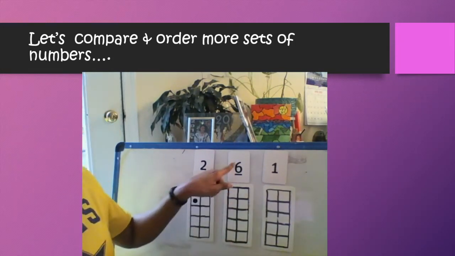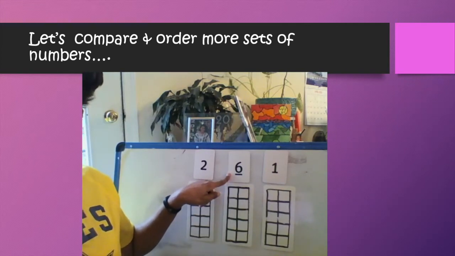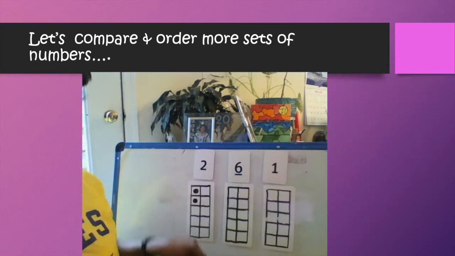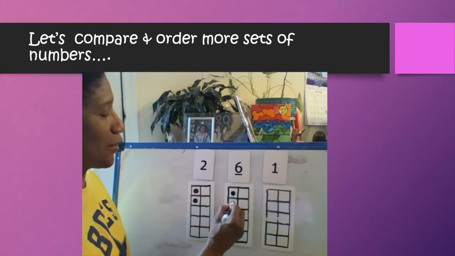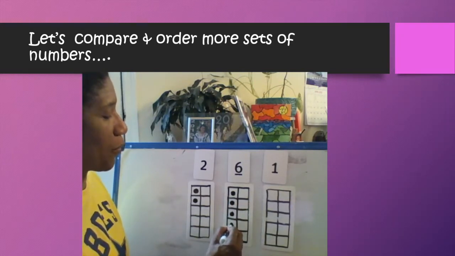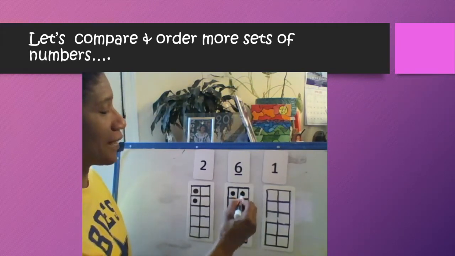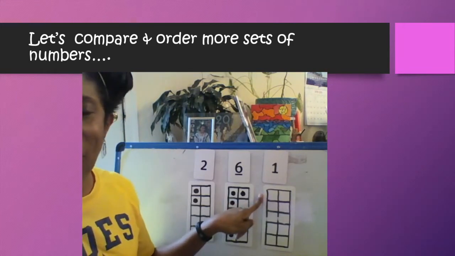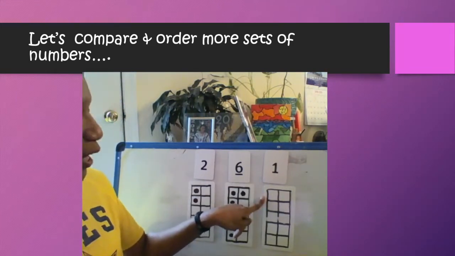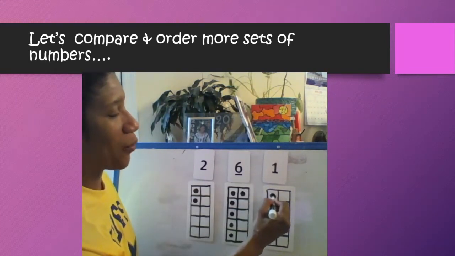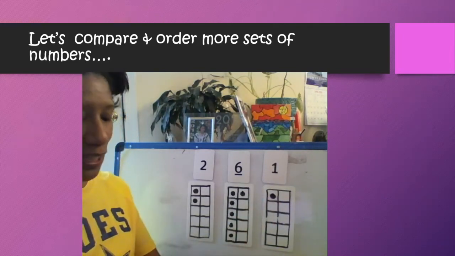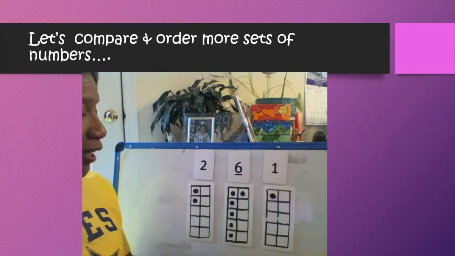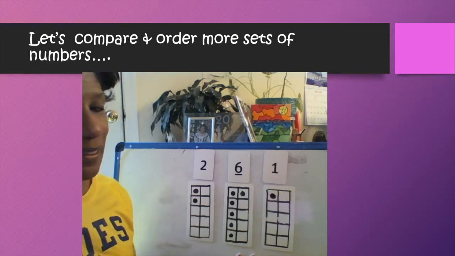Super job. Now, what is this number? That's right, 6. Let's count it. 1, 2, 3, 4, 5, 6. Oh, you said it before I even got to it. That's right, it's 1. So how many dots? 1. All right. Now let's look and see if we can't put this one in order from least to greatest.